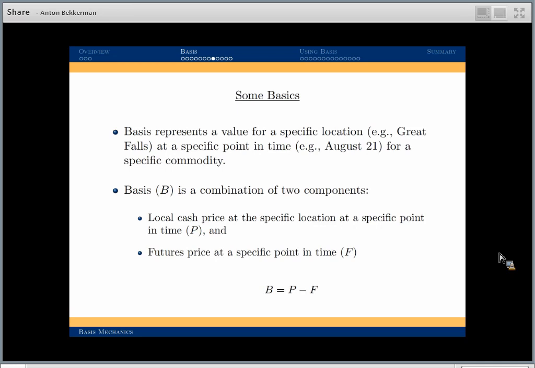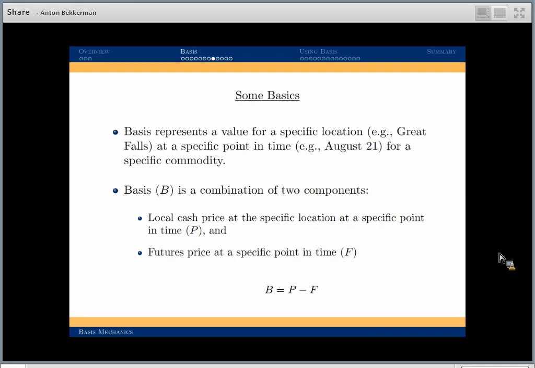The second definition is this math formula. So basis is, by definition, a combination of two components. It's the local cash price at the specific location and a specific point in time for a specific commodity, minus the futures price at that specific point in time for that commodity, right? So if you're looking at winter wheat, it's going to be the local price in Great Falls for winter wheat on August 21st minus the futures price for a winter wheat contract on August 21st. So you take those two prices, you subtract the futures price from the cash price, and the difference is basis.